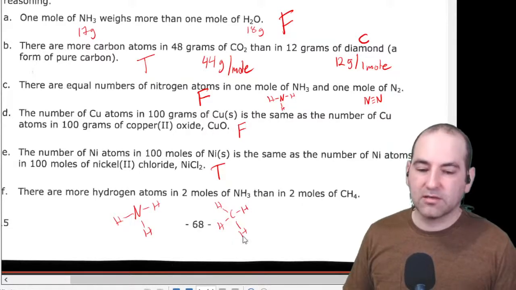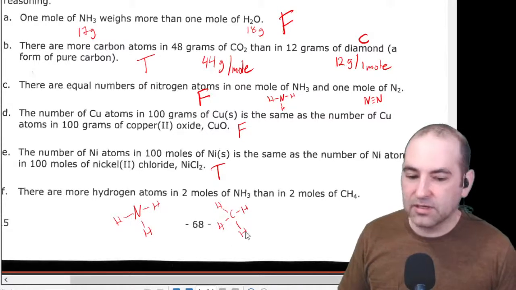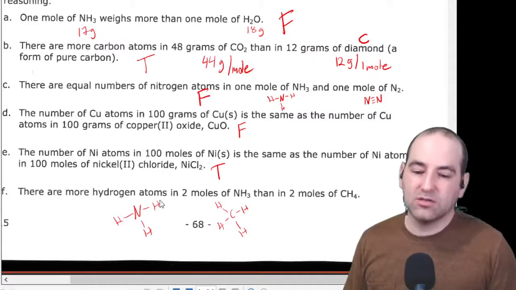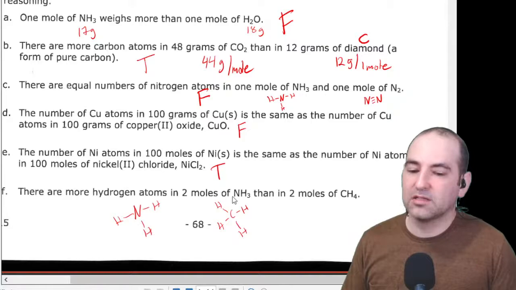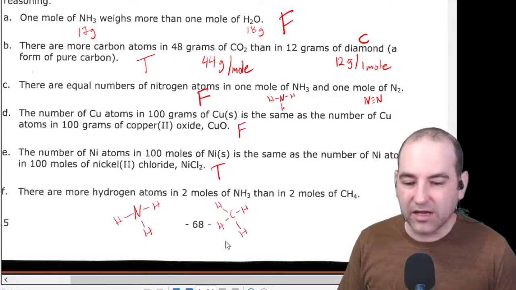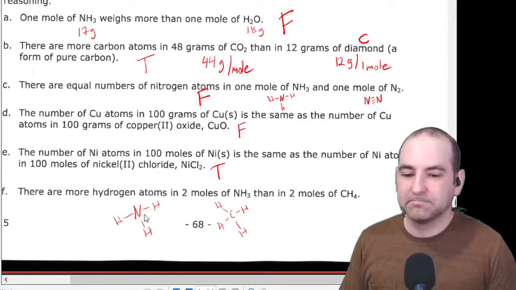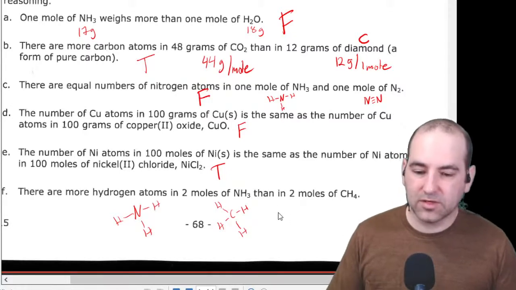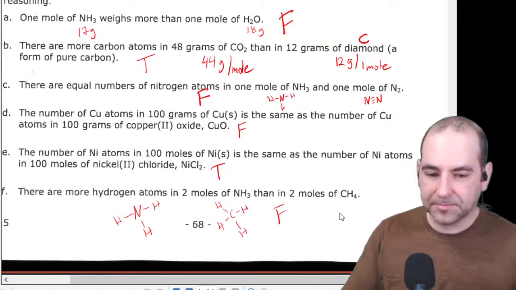So in this case, there's definitely going to be more hydrogen atoms in the 2 moles of CH4. Again, think of that as dozens. If you had 2 dozen of these versus 2 dozen of these, you'd have more hydrogens in this one. You'd have 8 dozen hydrogens versus 6 dozen hydrogens, right? So this one is false. It should be the opposite.